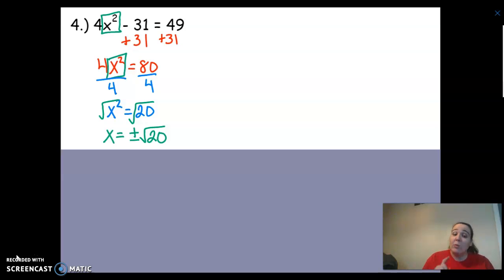Now, here's where we take one more step if we can. Our beginning page, when we talked about simplifying: can I simplify that square root of 20? Meaning, is there a perfect square that comes out of there? Well, I can break this down.